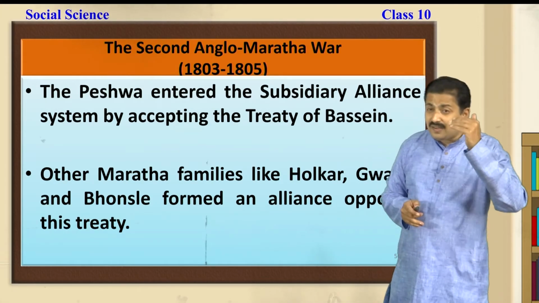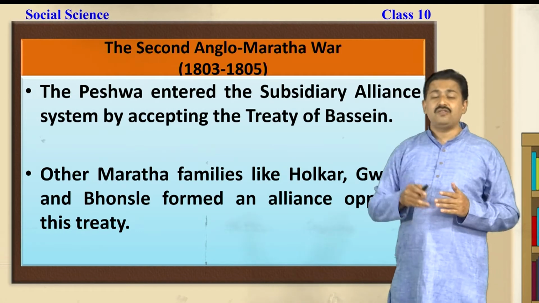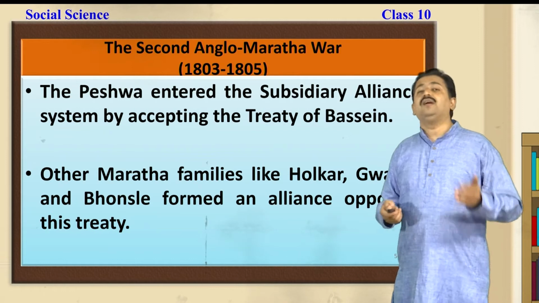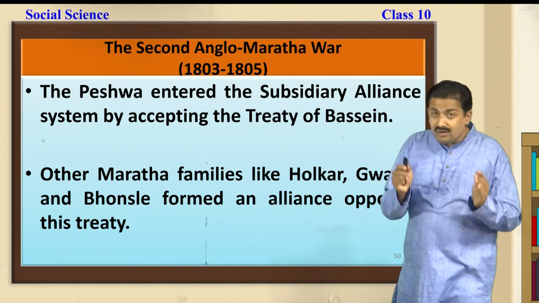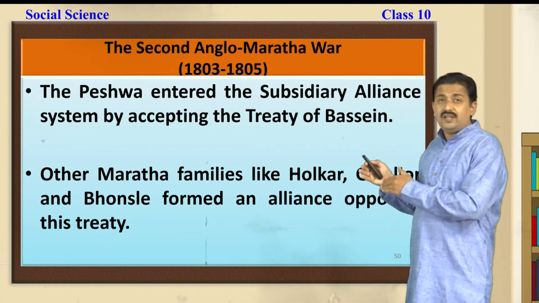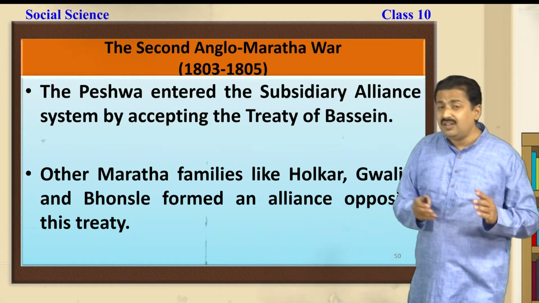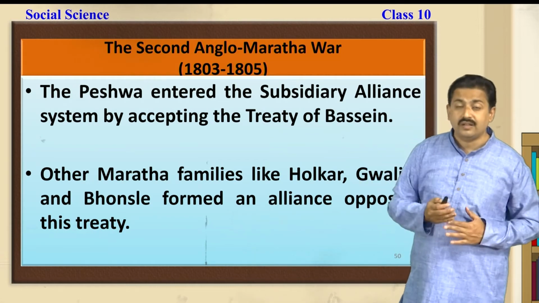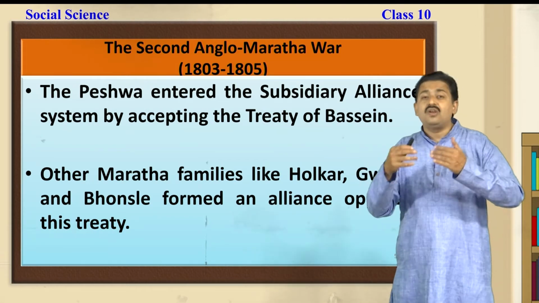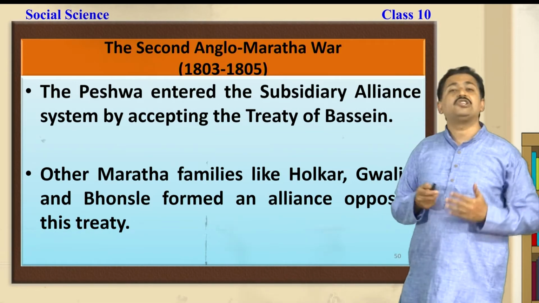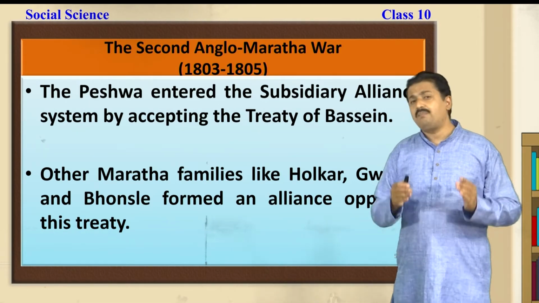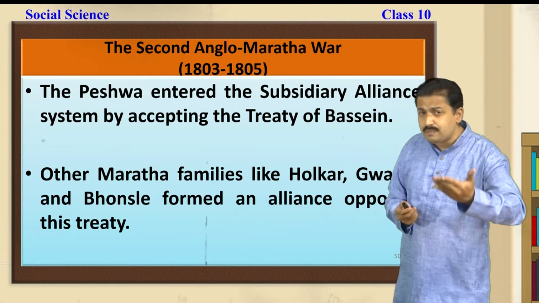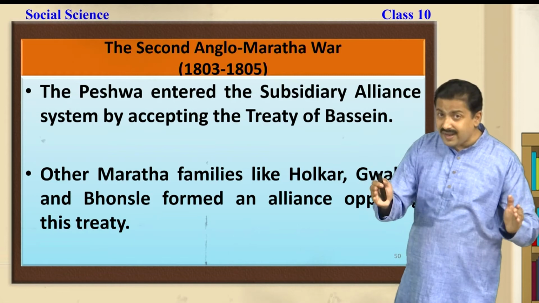Peshwa entered subsidiary alliance through the Treaty of Bassein, which was not tolerated by the subordinates, particularly Holkar, Gwalior, Bhonsle. All these did not like Bajirao II's acceptance of subsidiary alliance. So, they all formed an alliance and declared war against Peshwa Bajirao. When Peshwa Bajirao had accepted subsidiary alliance, declaring war against Peshwa means declaring war against the British.